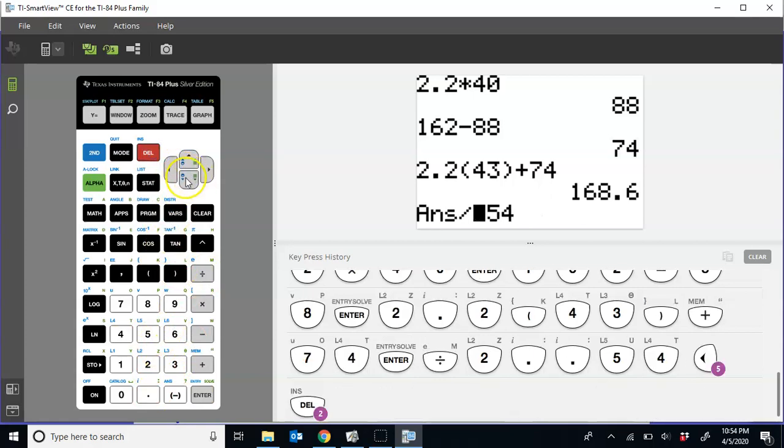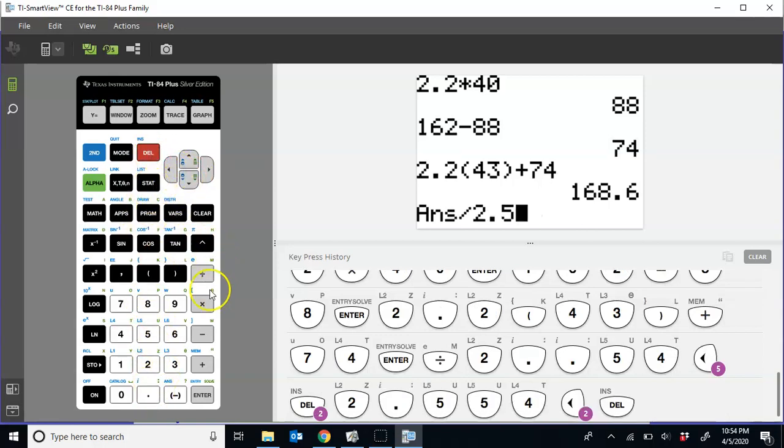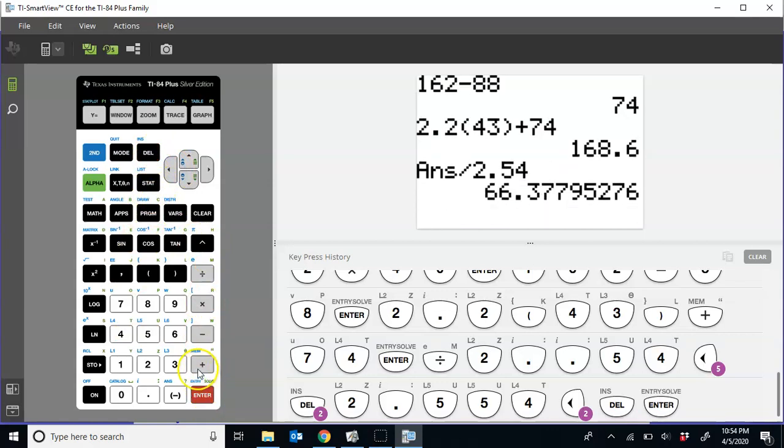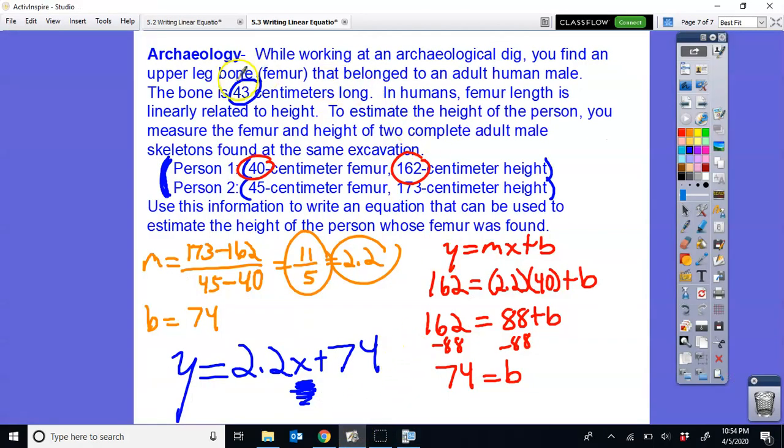Now, if you don't know, there's 2.54 centimeters in each inch. So if you divide that by 2.54, you're going to end up with 66 inches. So basically 5'6" is how tall this guy is.